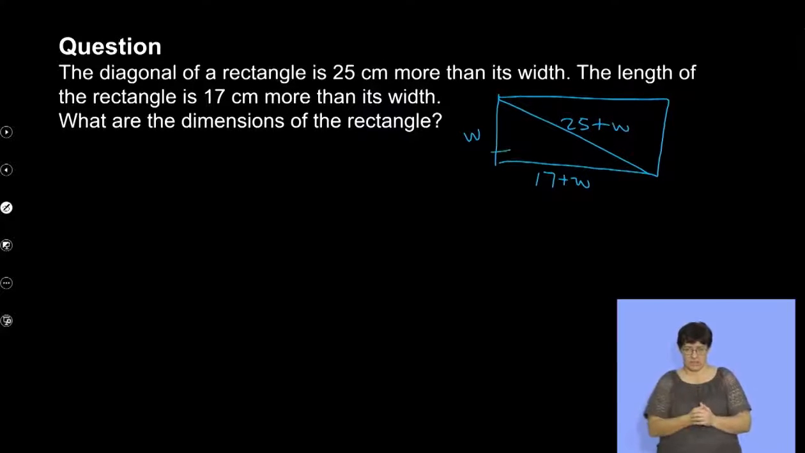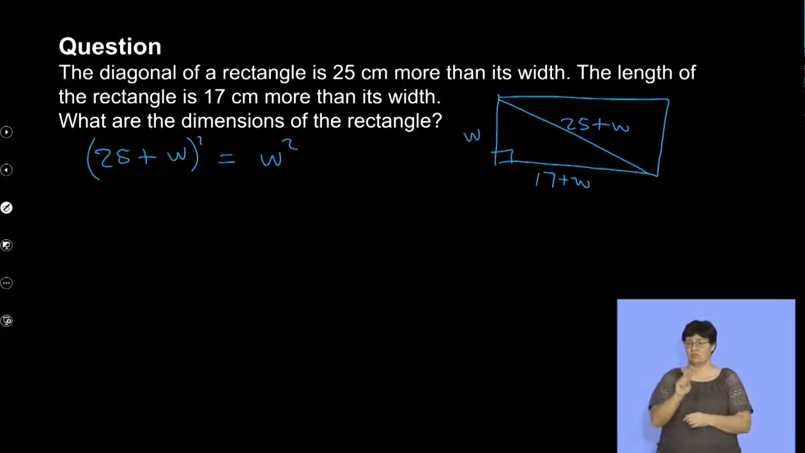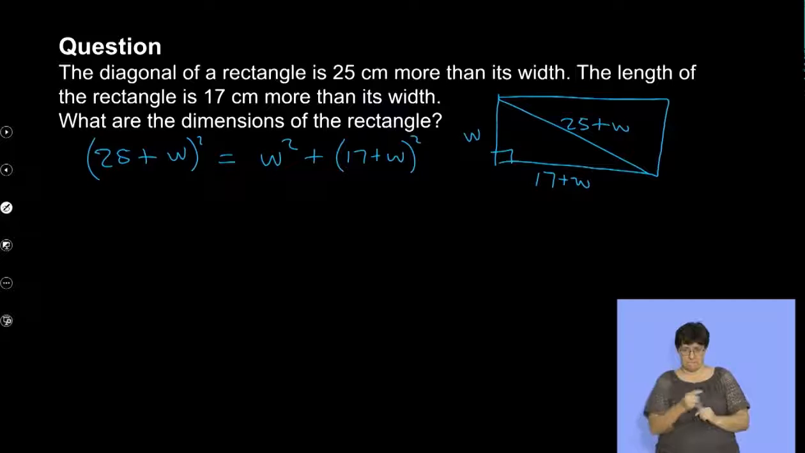Already you know that a rectangle has a 90 degree angle there, so I'm going to use Pythagoras' Theorem. So this will give me (25 plus w) all squared is equal to w squared plus (17 plus the width) all squared. So the only thing I have is w that I'm going to use to find all the dimensions. So to do that, I will find what this is. So 25 squared is the same as 5 there. So this is 225 rather.